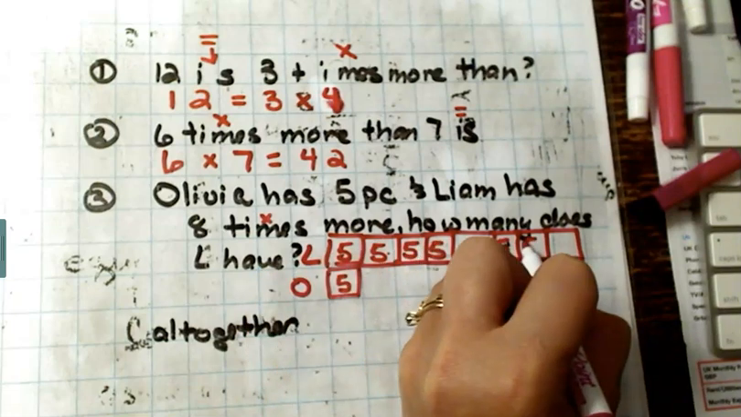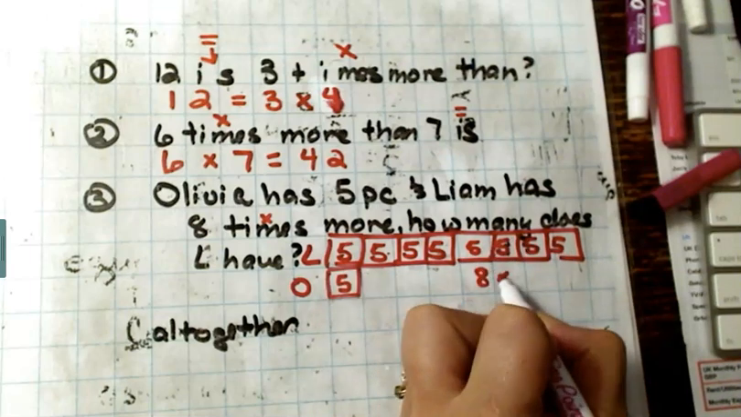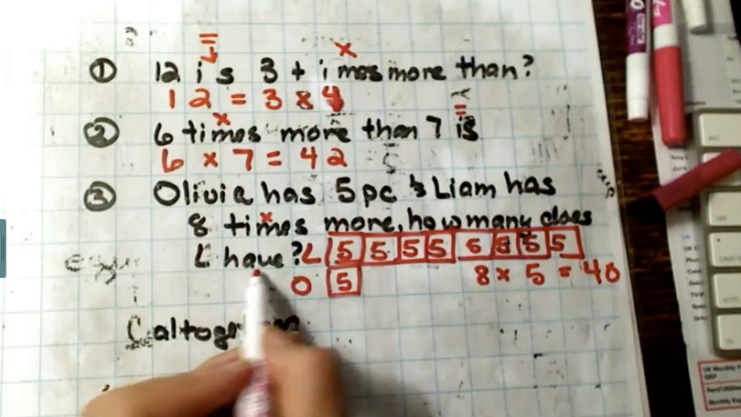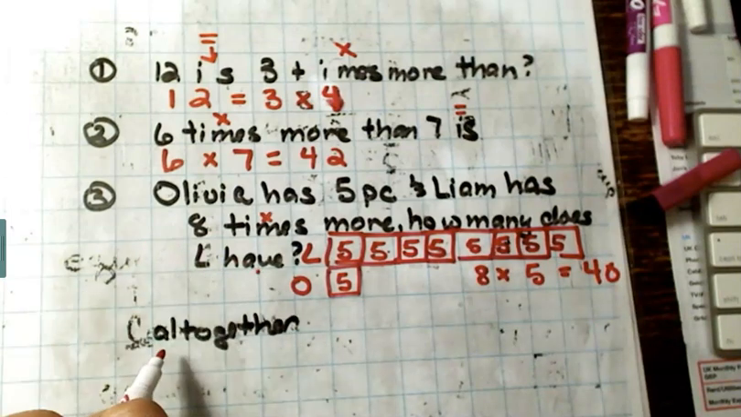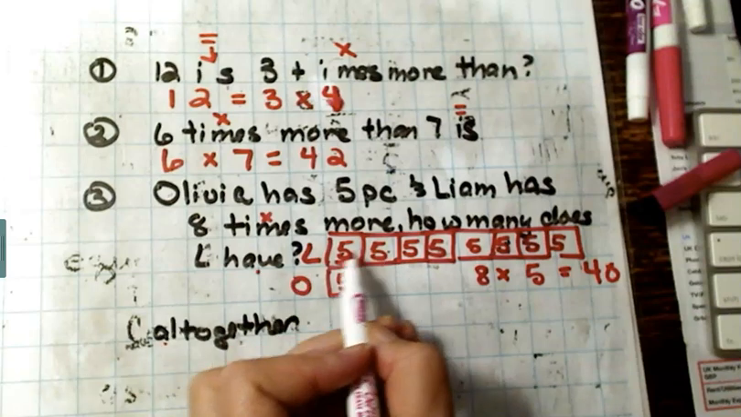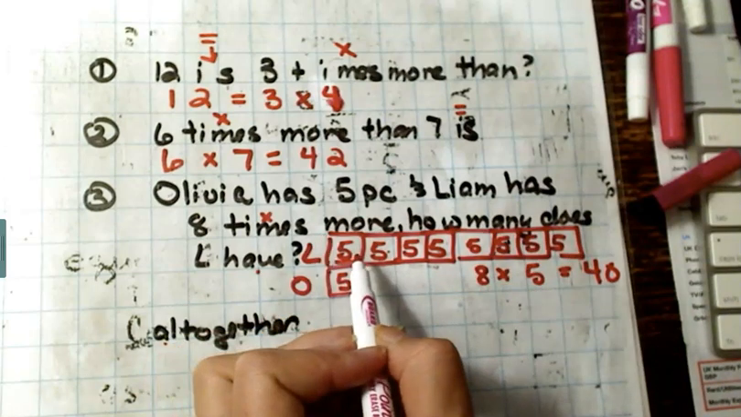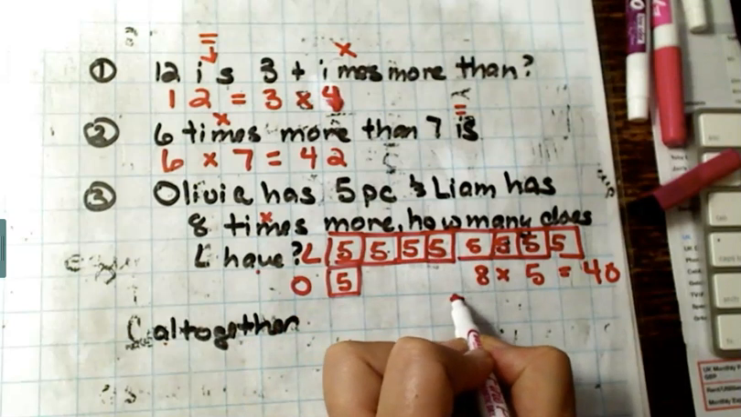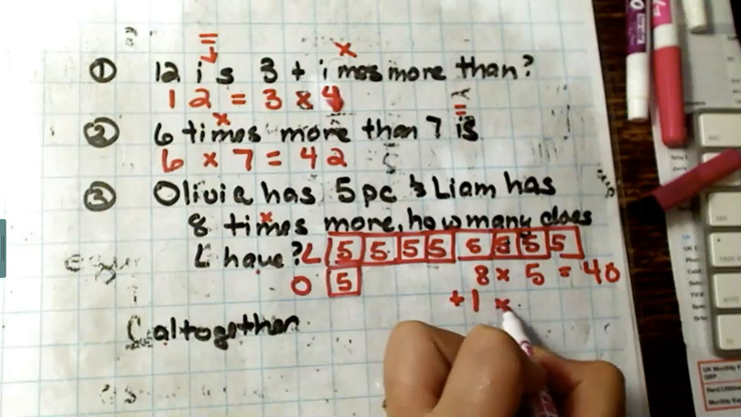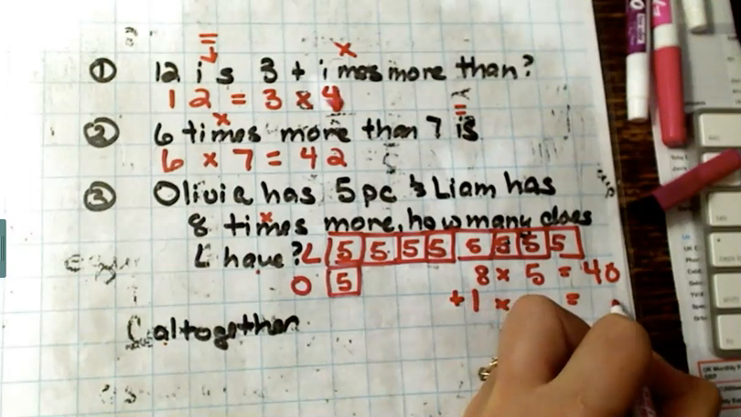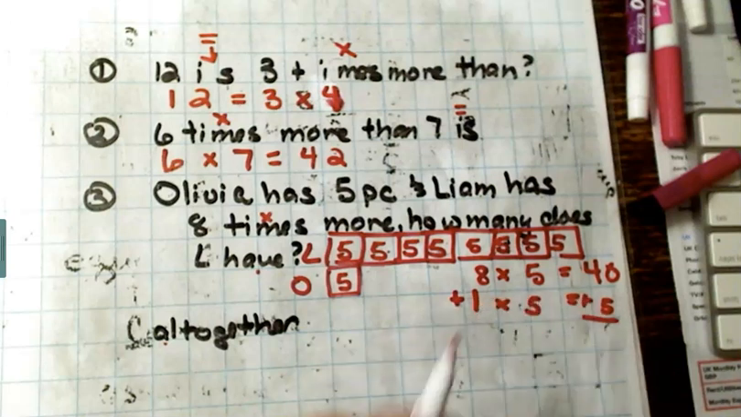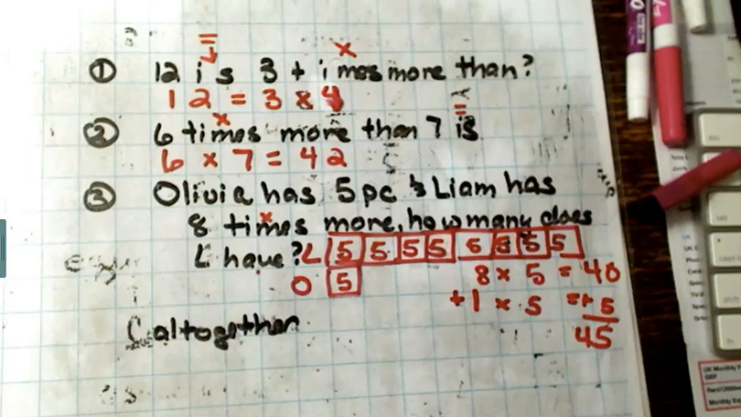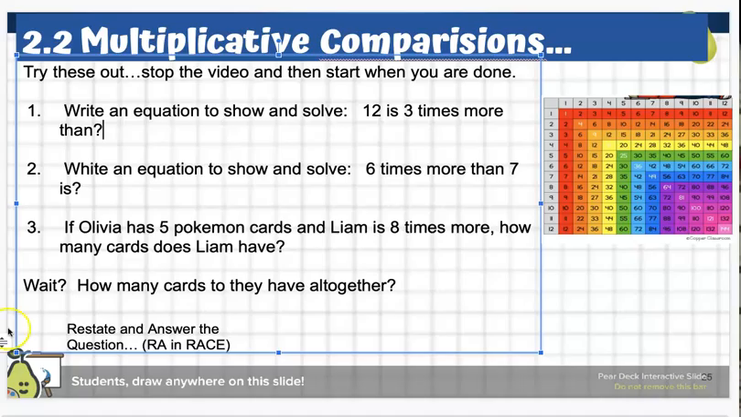So Liam has 8 groups of 5. 8 groups of 5 is 40. So Liam has 40. But then it asked me how much they had all together. So here's where I would do them all together. Well, it's not just Liam's 8 groups of 5, but it's also adding Olivia's 1 group of 5, which is equal to 5. So all together they have how many? 45. All right? All right, so let's go on to our next review.